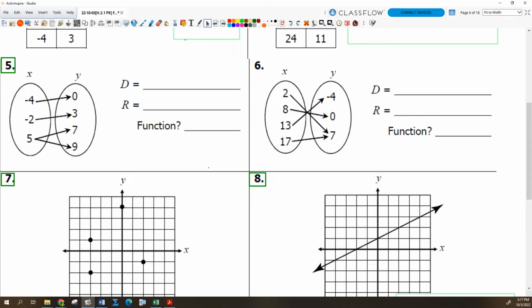Okay, so then as an example, an input of -2 produces an output of what based on number 5? 3. Everybody agree? So we input a -2, the function outputs a 3, okay? So the domain of this is what then?